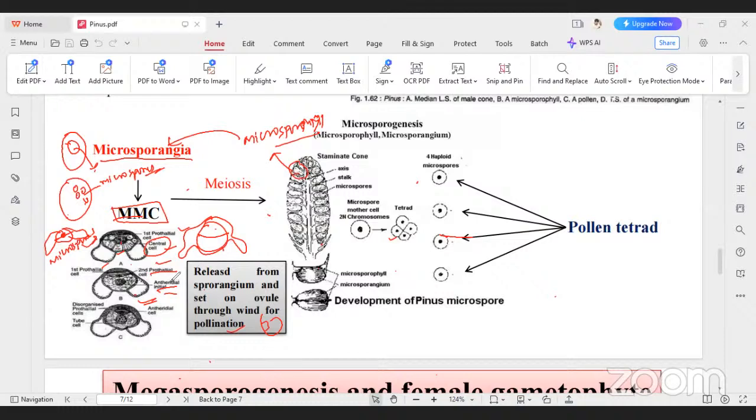Now the next diagram, a clear diagram. This central cell divided, and two cells were formed. Already here is the first prothalial cell; after division of this cell, the second prothalial cell and antheridial cells are formed. From the antheridial cells, male gametes are developed. So this is the development of the male gametophyte and male gamete.